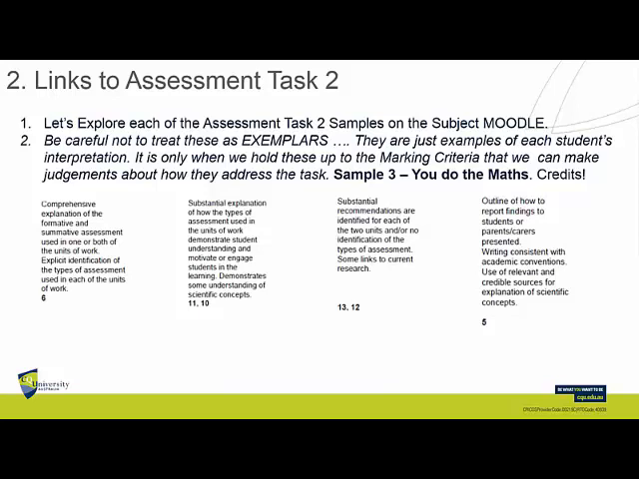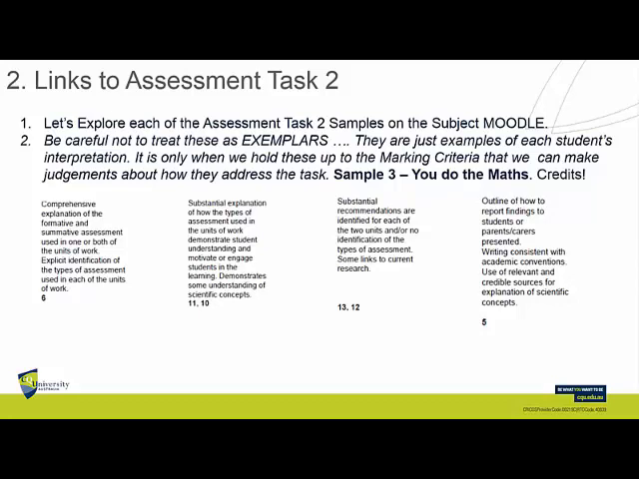And when we look at the criteria, it comes out around about a 33, 34. So it's a credit. And when we look at some of the reasons why: there is a comprehensive explanation of formative and summative assessment, definitely. And there's explicit identification of the types of assessment used in each of the works. But there is a criteria above that which it doesn't touch. Have a close look and see whether you agree with that.